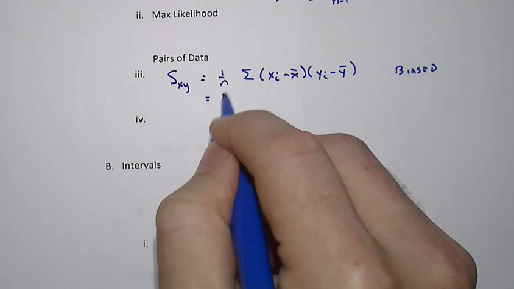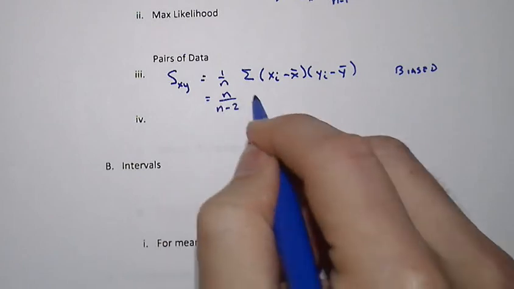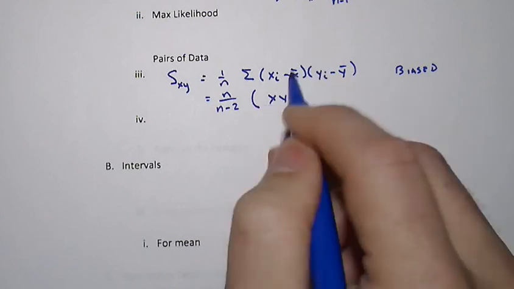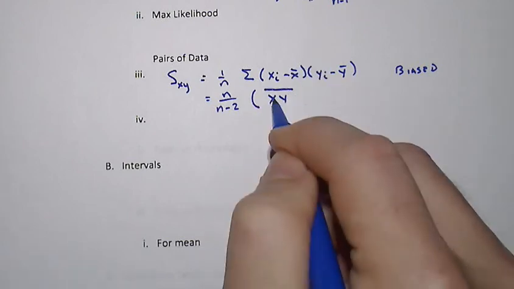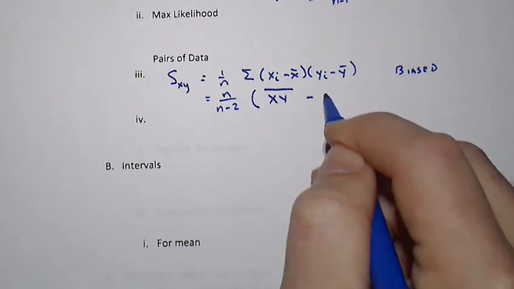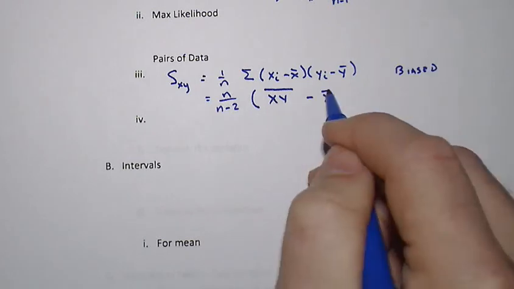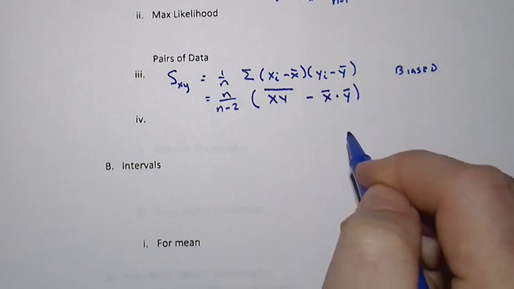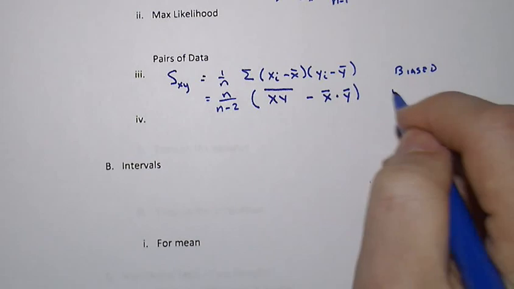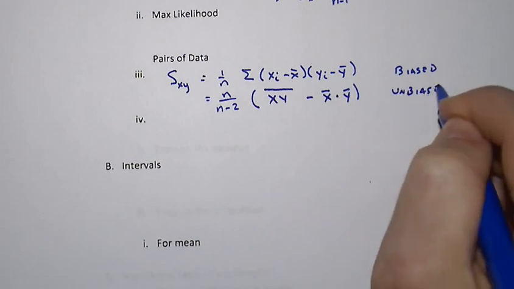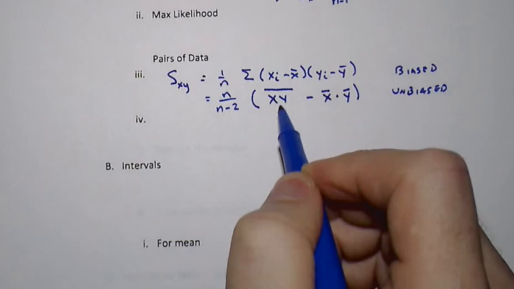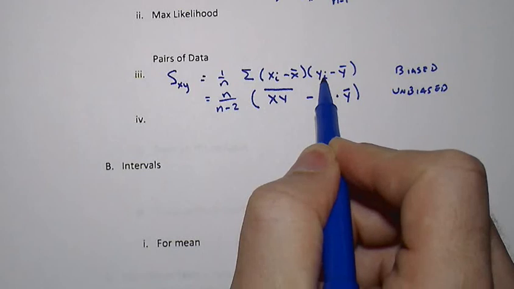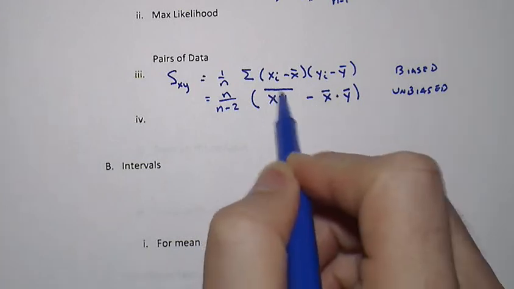If we use n over n minus 1, and I'm going to rewrite this in a slightly different format here, the mean of the product of x times y minus the mean of x times the mean of y. That'd be the sample ones, and this is an unbiased version, right? So if you go back up to this previous expression, we have x_i times y_i, and we sum up all of those and divide by n.